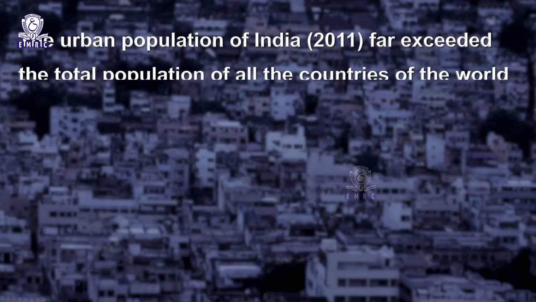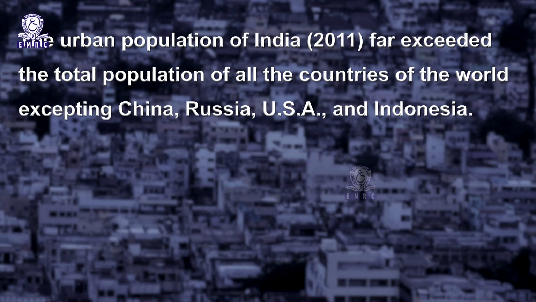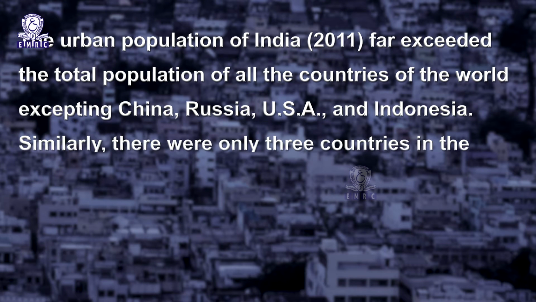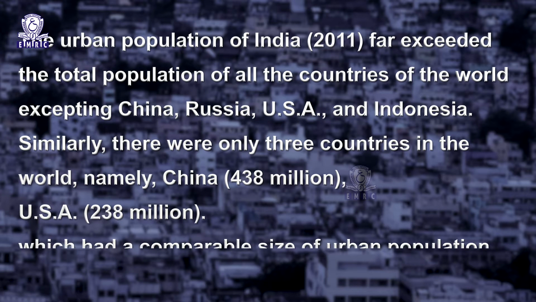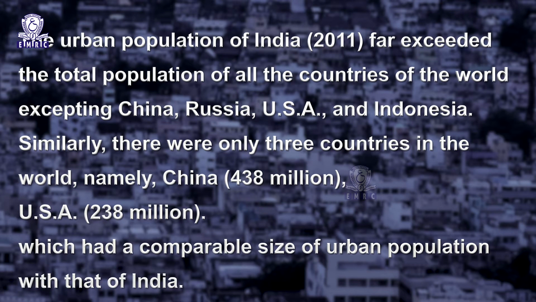The urban population of India as per 2011 census far exceeded the total population of the countries of the world excepting China, Russia, USA and Indonesia. Similarly, there were only 2 countries in the world, namely China and USA, which had a comparable size of urban population with that of India. The total urban population in the country as per census of 2011 is more than 377 million, constituting about 31.16% of the total population.